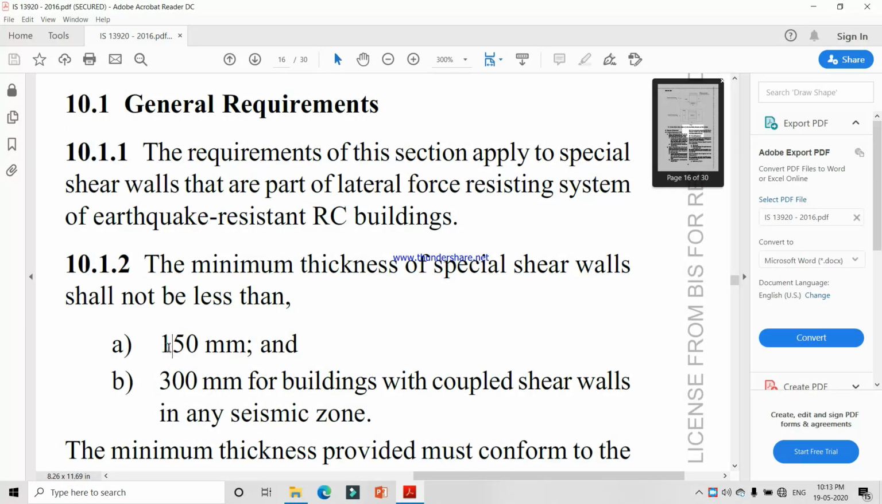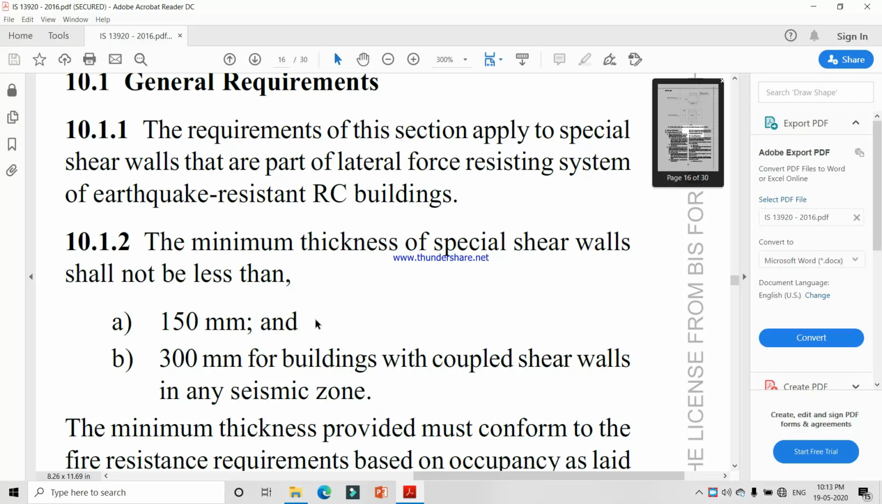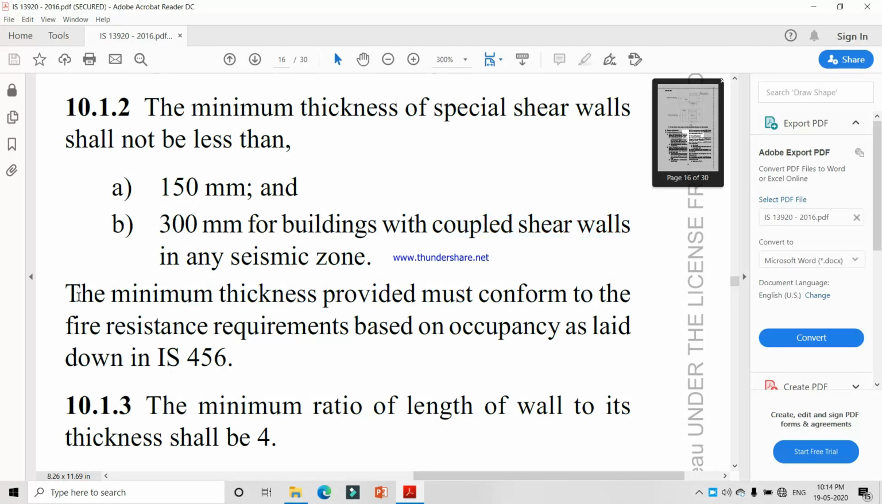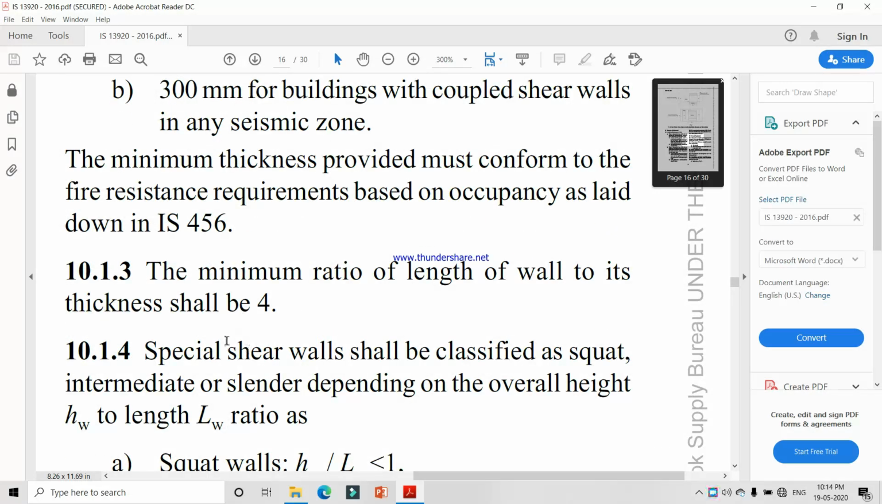Minimum thickness is 150 mm, and the second is 300 mm for buildings with coupled shear wall. If you are providing minimum 150 mm, then the second is 300 mm for coupled shear wall, and minimum thickness is also provided for fire resistance safety purposes as per IS 456. The ratio of the length of the wall to its thickness is minimum 4 required.